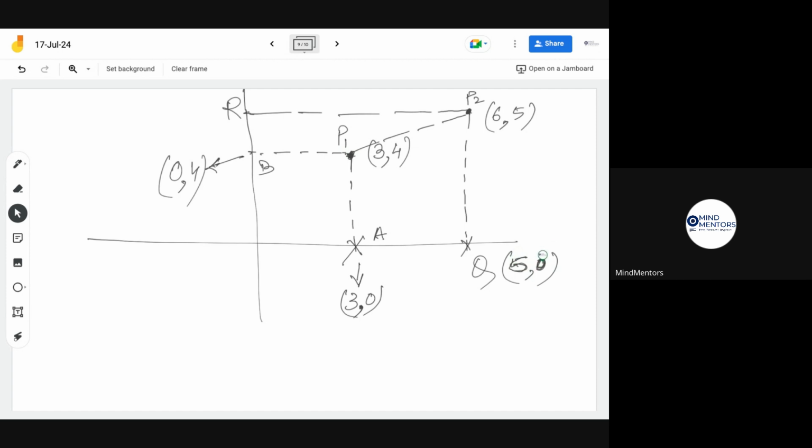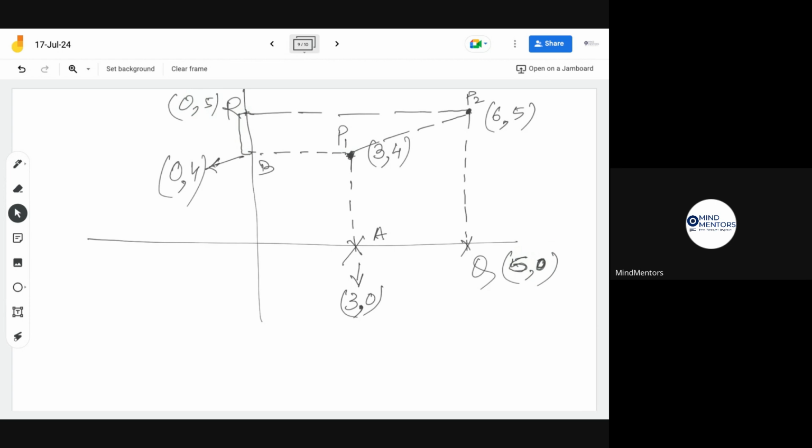What is the length of BR? What's the measurement of BR, Aaron? Is it 1? 1, because it is 0, 5, right? So you see, you are intuitively subtracting y2 minus y1 and x2 minus x1, isn't it? That's what you're doing.